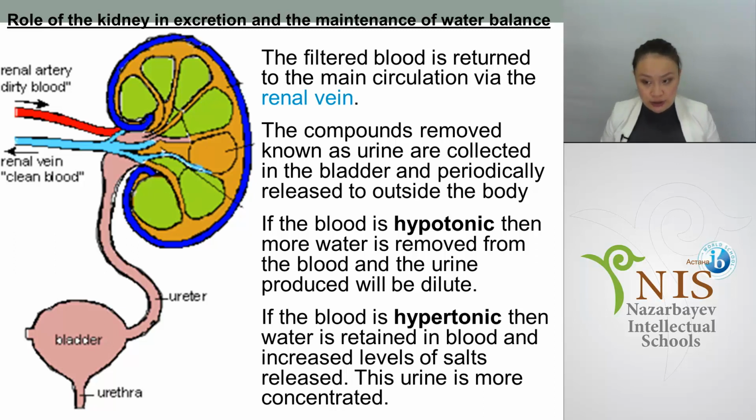If the blood is hypotonic, then more water is removed from the blood and the urine produced will be dilute. But if the blood is hypertonic, then water is retained in the blood and an increased level of salts is released. This urine is more concentrated. It will not be dilute.